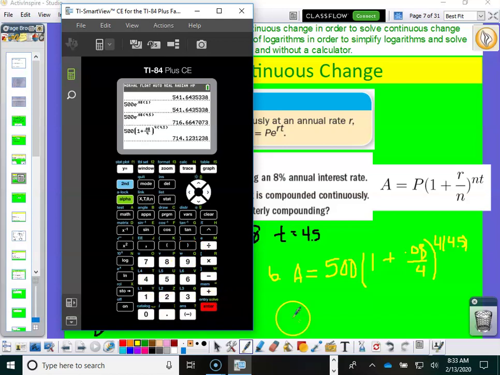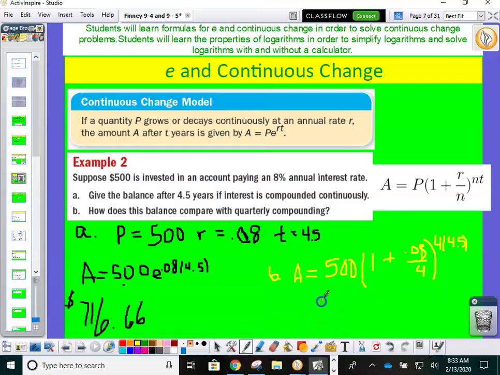And this time I have $714.12. So, do I make more money with compounded continuously? Yeah. How much more? $254. Not a lot more, but a little more. So, compounded continuously is just what it says.